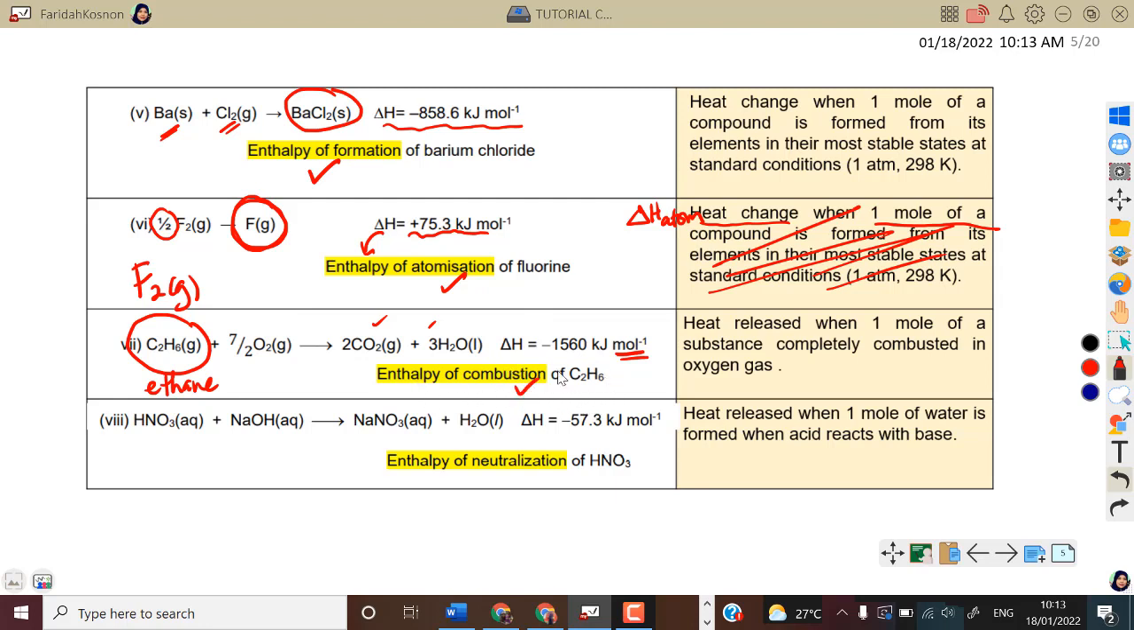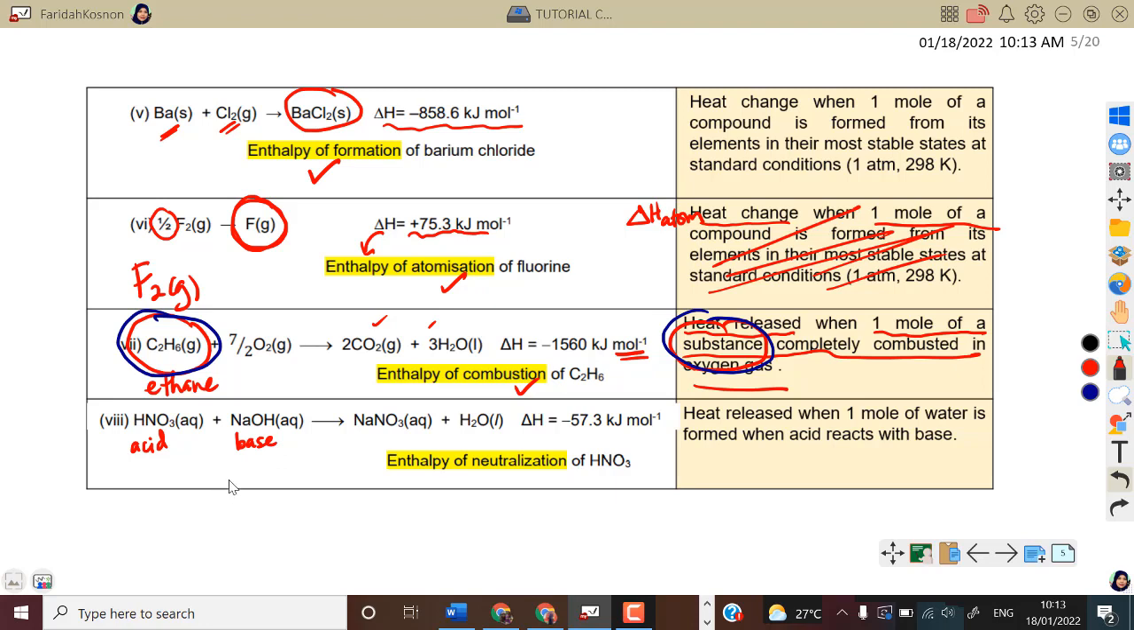Okay, enthalpy of combustion where the definition is heat release. Okay, heat release when 1 mole of a substance completely combusted in oxygen gas. So substance kat sini merujuk kepada ethane. Okay, substance kat sini merujuk kepada C2H6. Alright. Okay, and the last thermochemical equation given to you, you can see here this is a reaction between nitric acid and sodium hydroxide, which is a base. So when acid react with base, it form water.